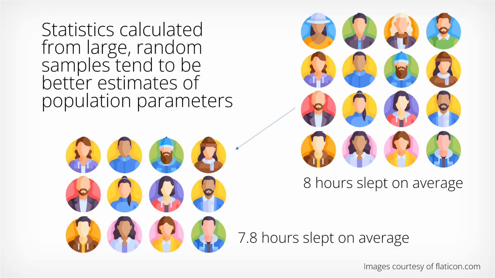The upshot is that when we calculate statistics from large random samples, they tend to be better estimates of population parameters than if we use small, non-random samples. For example, maybe in this large or random sample, we get a sample statistic of 7.8, which is closer to the true value in the population. Now, if you're happy with that, you can just close the video and be done with it. But if you want to learn a little bit more, a more advanced version of this, stick around.